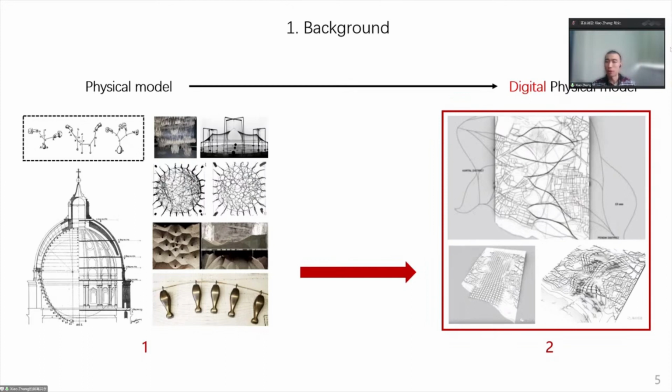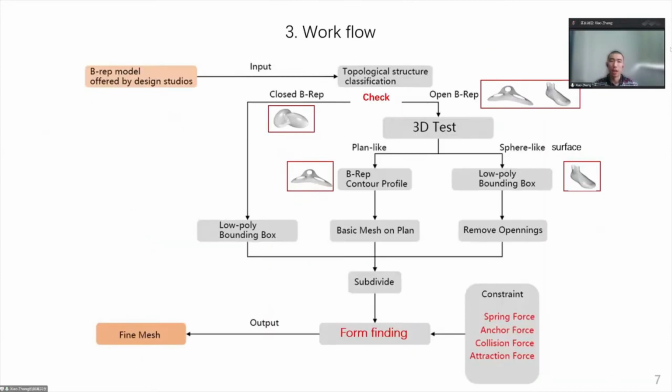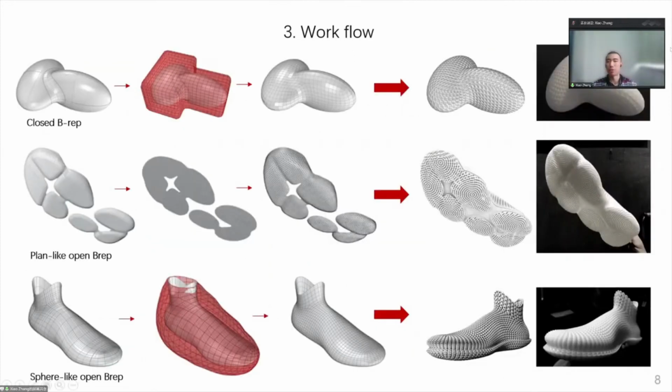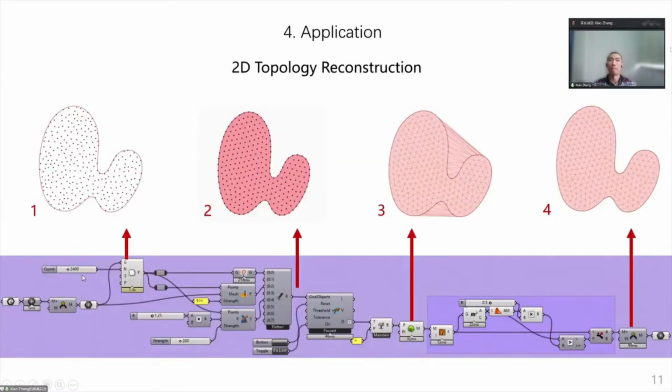And in 2012, Daniel Piker created Kangaroo 3D in Rhino and in Grasshopper. It is a live physics engine for interactive simulation, form finding, optimization, and constraint solving.